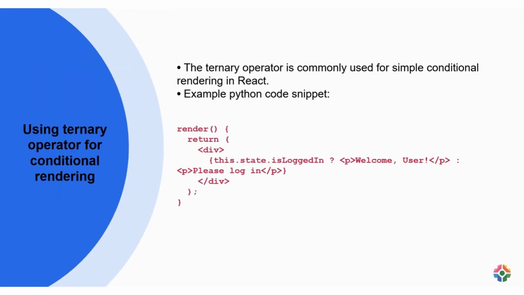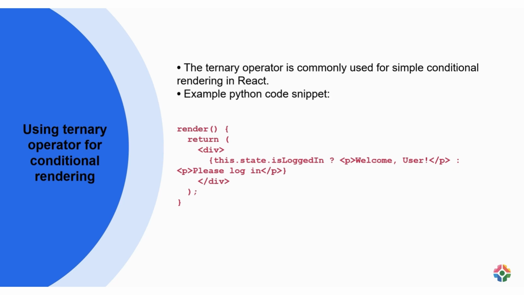The ternary operator is a concise way to write conditional statements in programming. In the provided example in Python, the ternary operator condition, expression1, expression2 is used to conditionally render different JSX elements in a React component based on the value of this.state is logged in.